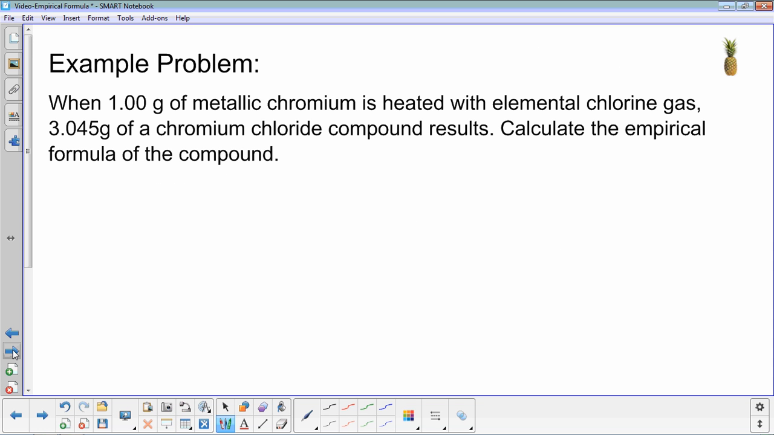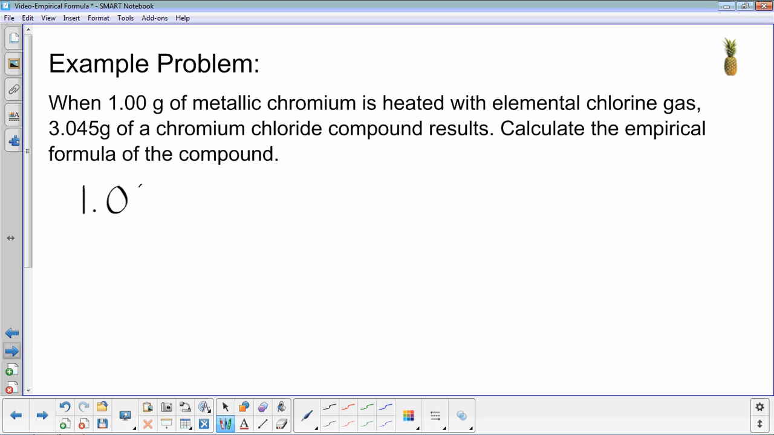So in this question, I have 1 gram of a metallic chromium metal that is heated with elemental chlorine gas, and 3.045 grams of a chromium chloride compound results. Calculate the empirical formula of the compound. So first of all, everything's in grams. So that makes my life easy.